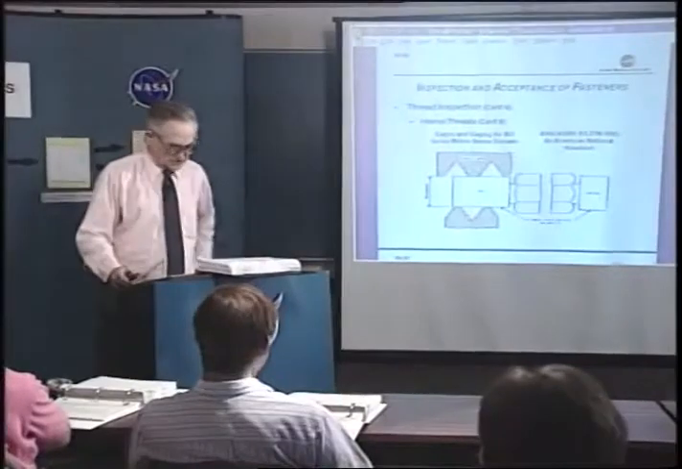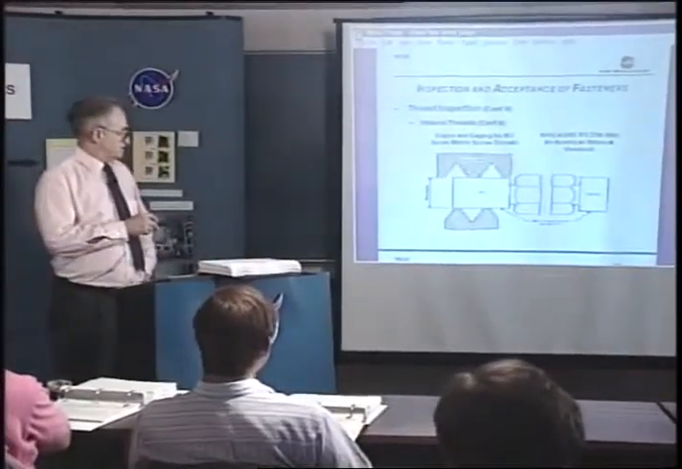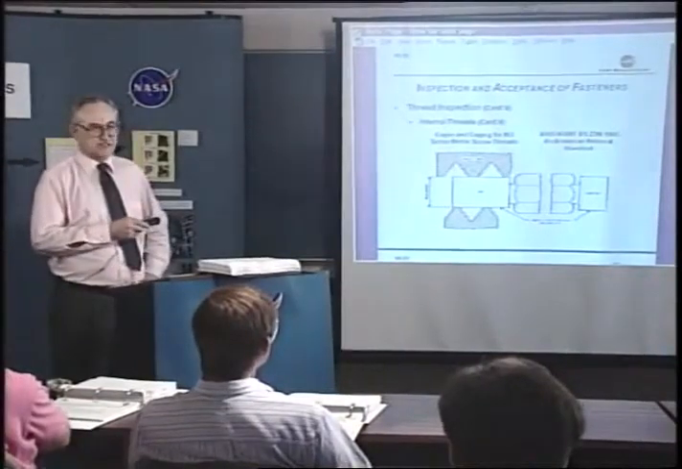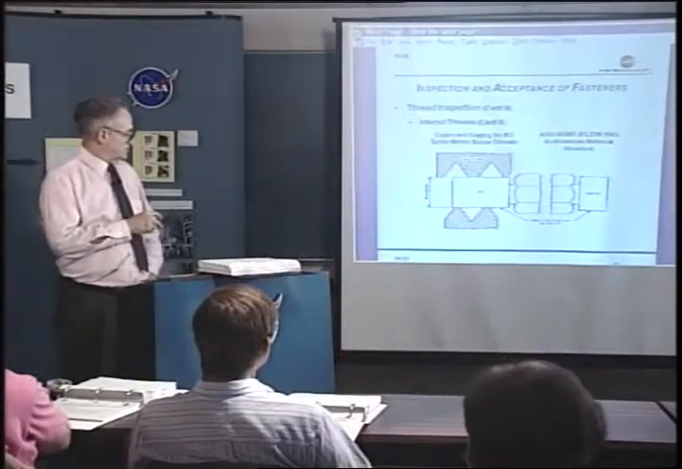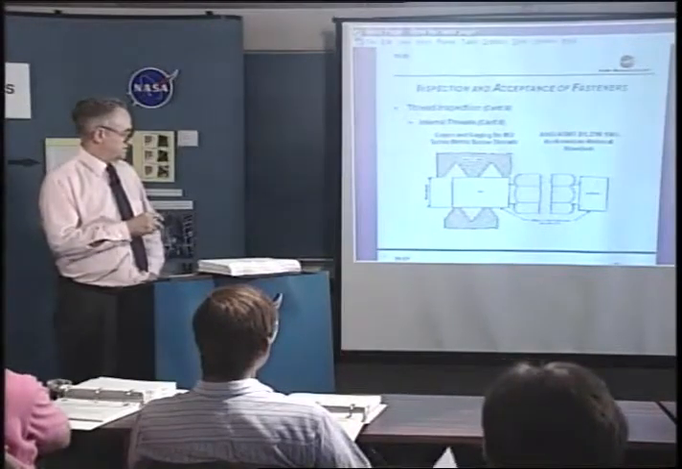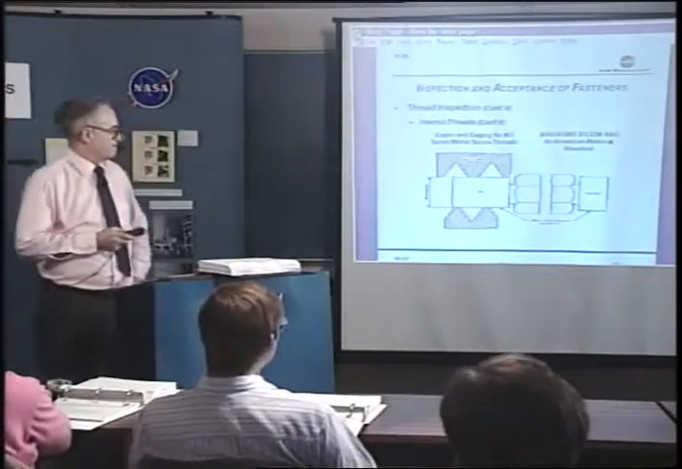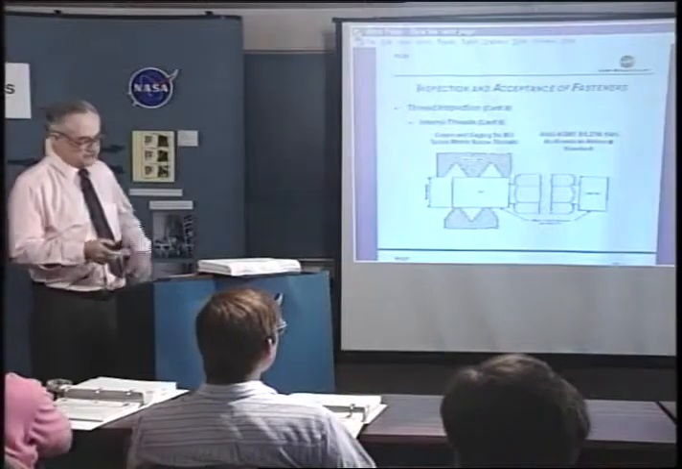Here is the go, no-go pin for just checking the minimum diameter in a threaded hole to see if it is within tolerances. And so this one is fine, and this one's not supposed to go. It is bigger than the tolerance bandwidth would allow the hole to be.